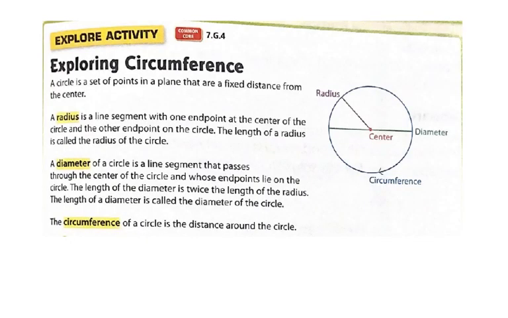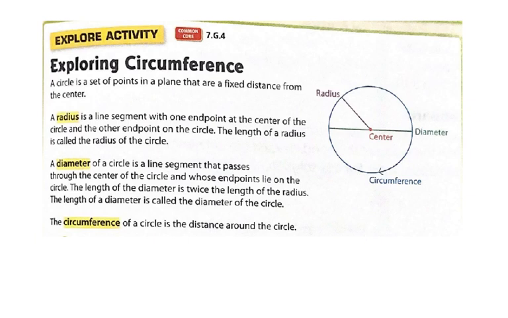So looking at this, this is out of the Go Math packet. A circle is a set of points in a plane that are a fixed distance from the center. Okay, so the radius is a line segment with one endpoint at the center of the circle. As you can see, the center is marked there. And the endpoint is on the outer edge of the circle. The length of the radius, that length is called the radius.